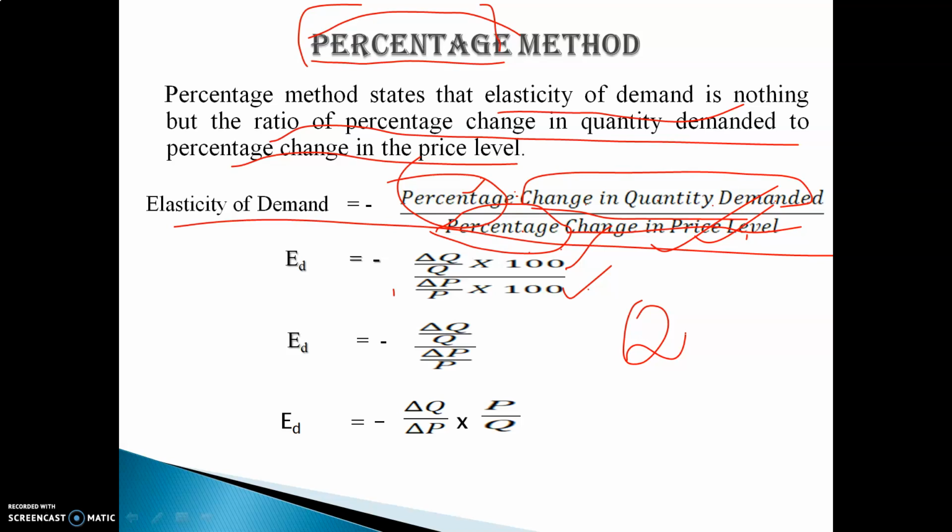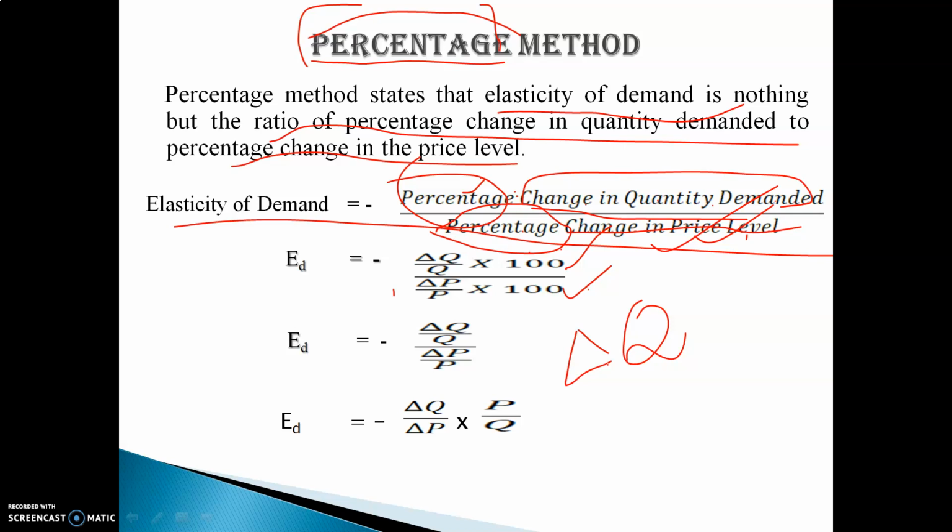Q means quantity demanded, and delta represents change, so delta Q means change in quantity demanded. Change in quantity demanded multiplied by 100 divided by the change in the price level.